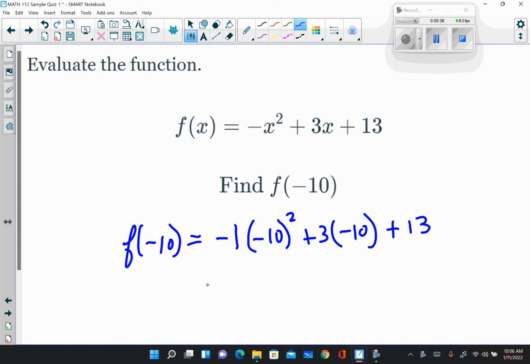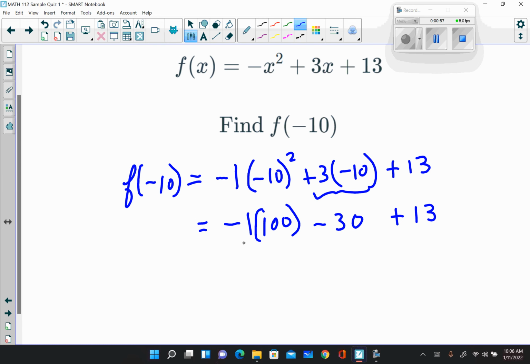We perform the exponent first. Negative 10 squared means negative 10 times negative 10, which is positive 100. We're not dealing with this negative 1 yet. 3 times negative 10 is negative 30. Plus 13 gets brought down.